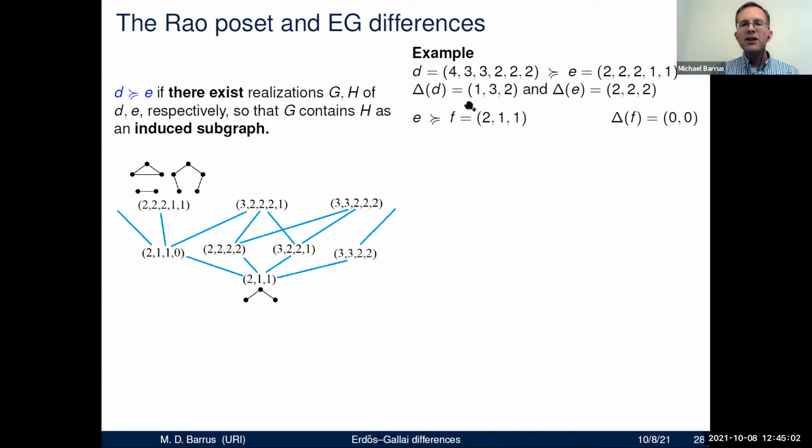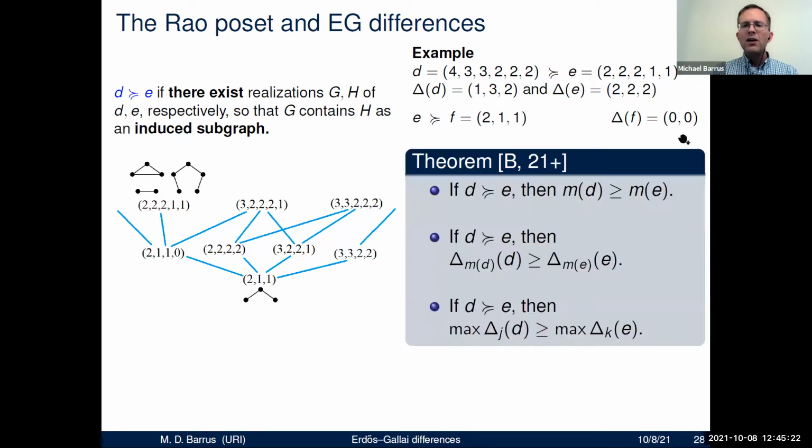Now, if I take a look at the Erdős-Gallai differences, I won't necessarily see immediate connections in the same way that I did for the majorization. The differences in any fixed position can either increase or they can decrease as I move up in the Rao order. And sometimes the length can change.